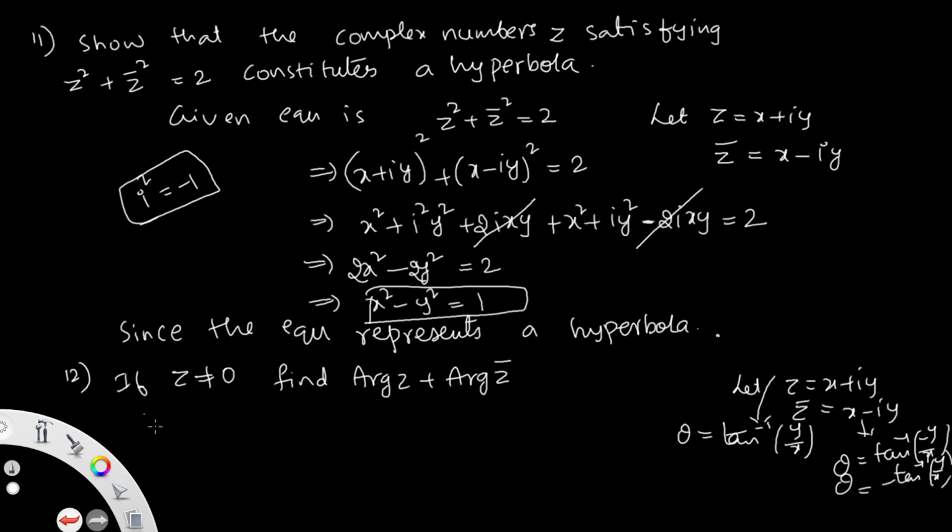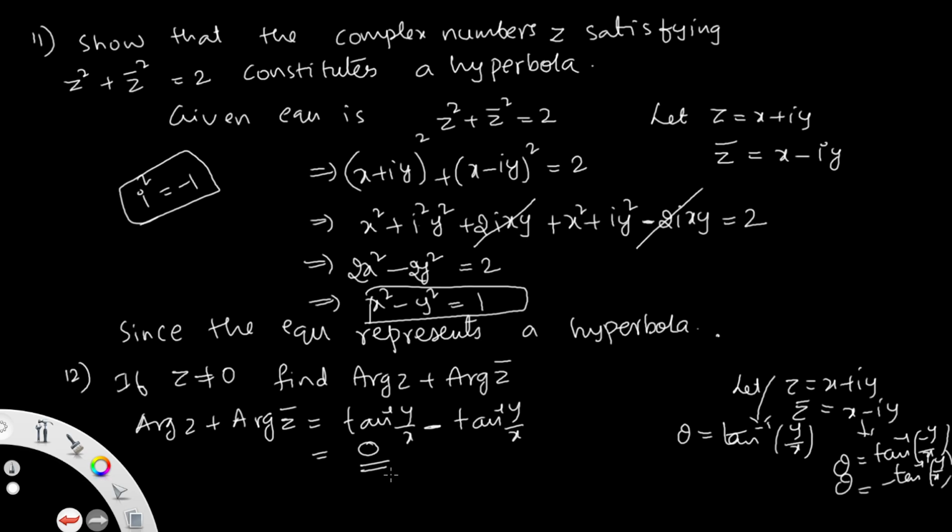Therefore, the argument of z plus the argument of z bar is tan inverse of y by x plus minus tan inverse y by x, which becomes 0. So that is the answer to the question.